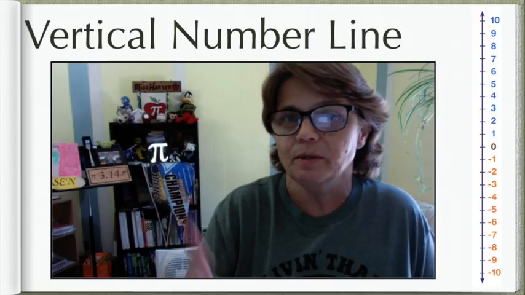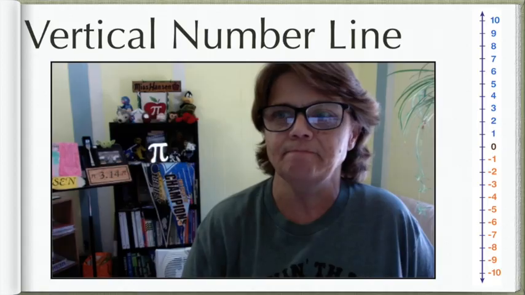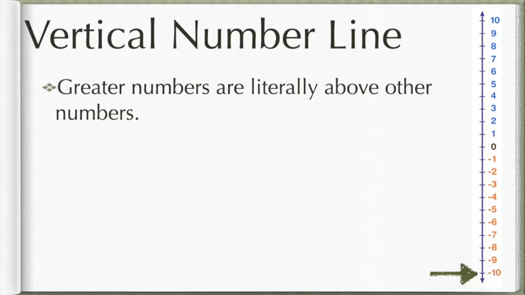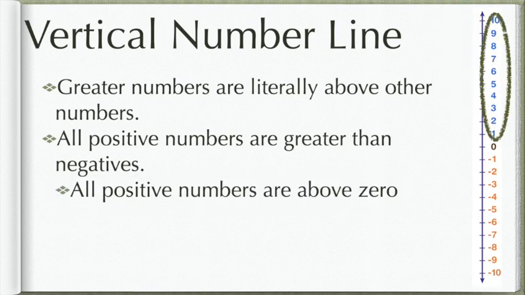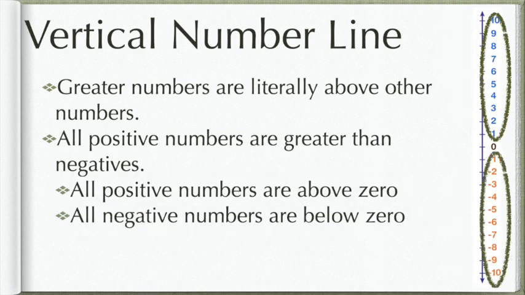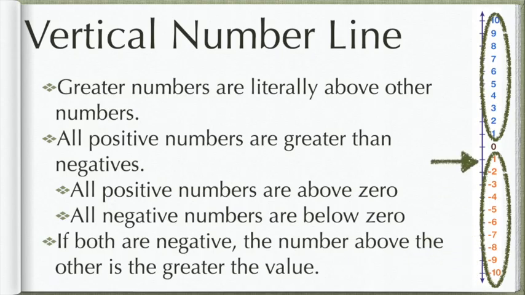Looking at a vertical number line, you can see much easier. Because the greater numbers are literally above the other numbers. And all positives are greater than negatives. Your positives are all above 0, and your negatives are all below 0. If both numbers are negative, then the number that is above it on a vertical number line is greater.